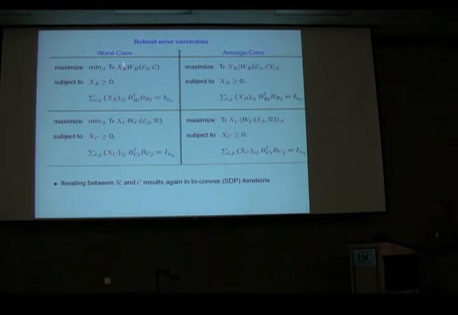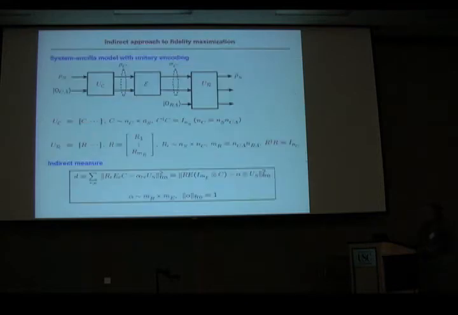But even in the worst case, these problems still remain convex problems. The worst case is to maximize the worst case fidelity over the set of error models. Or for the average case, you simply average the error model. So these are the two problems. I'll focus the rest of the talk on the average case. It's a little easier to visualize, and the differences are small, although in some cases they're interesting. So that was the direct method.